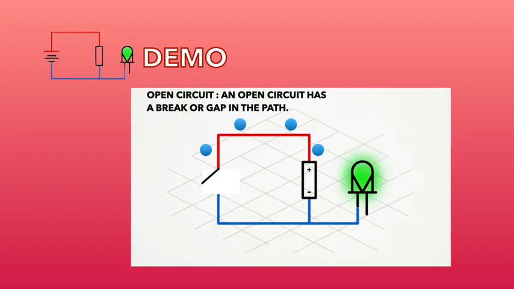So in simple terms: closed circuit equals complete loop equals light on; open circuit equals broken loop equals light off. An open circuit is actually useful in real life because switches create open circuits when you turn lights off, stopping electricity safely.